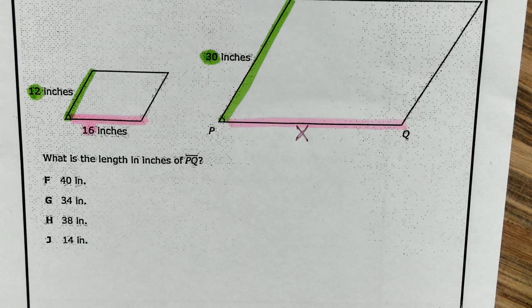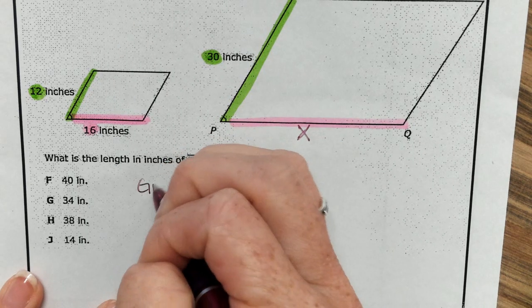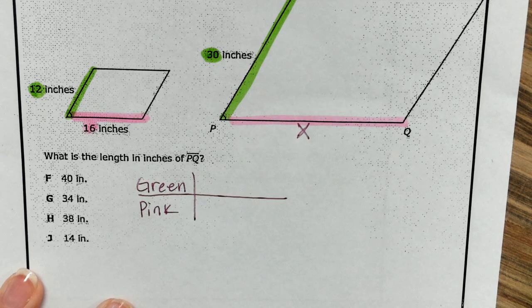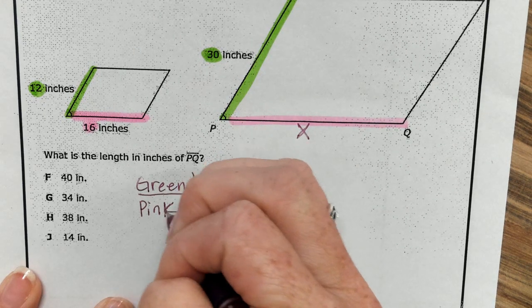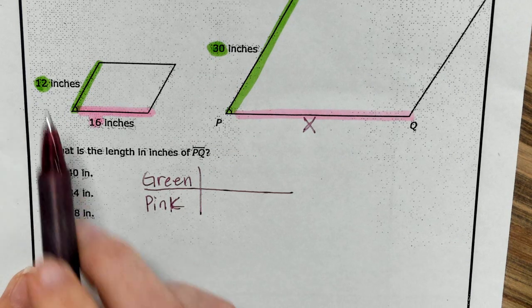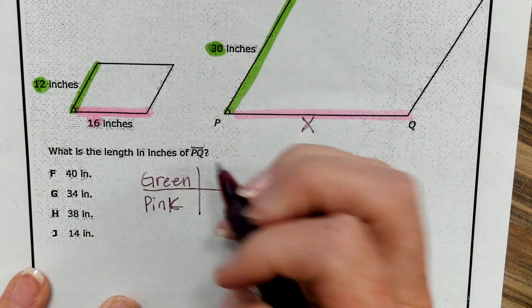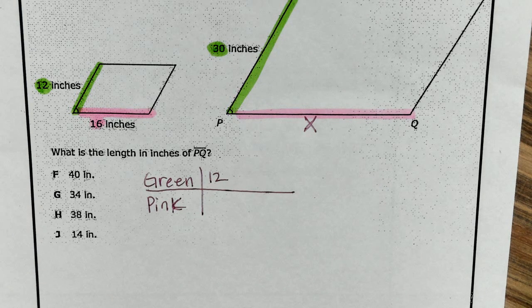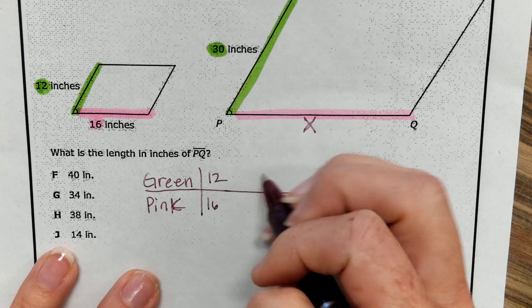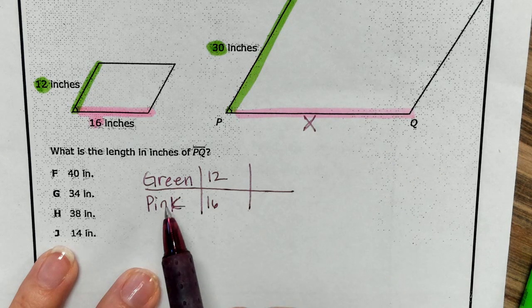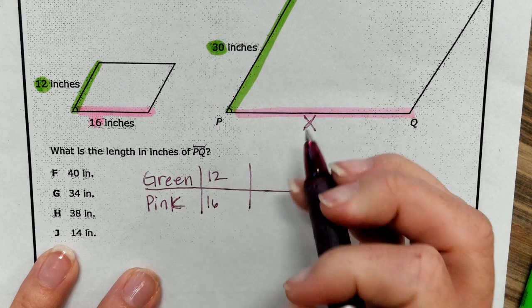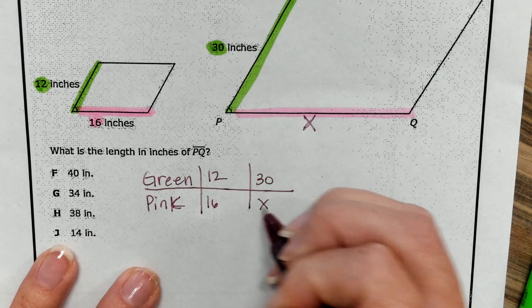So the first thing I'm going to do is make a box to show y'all what it looks like. Y'all already know how to make a box. I'm going to do green to pink. Okay, what would my ratio be for green to pink? 12 to 16. All right, if I do green to pink, then I have to do green to pink over here, which would be 30 over X.